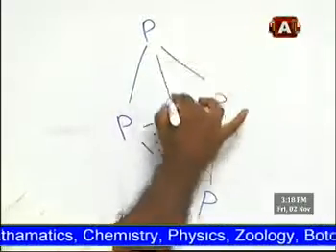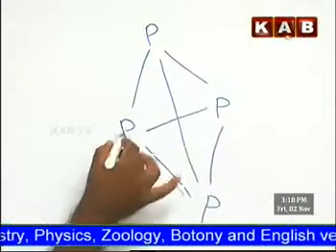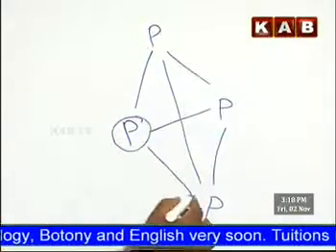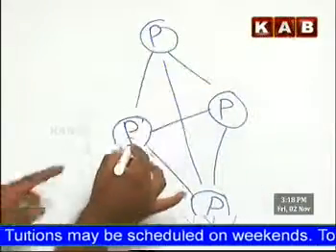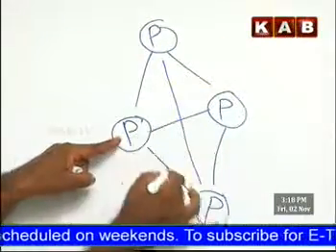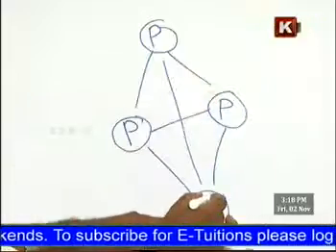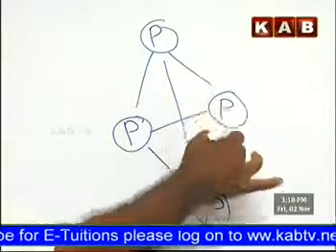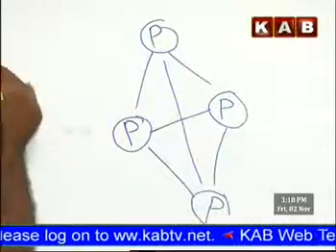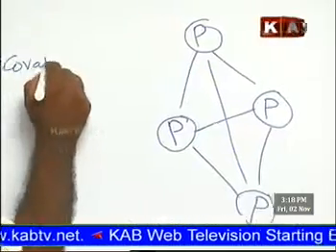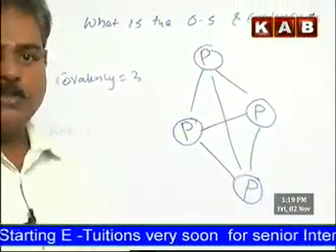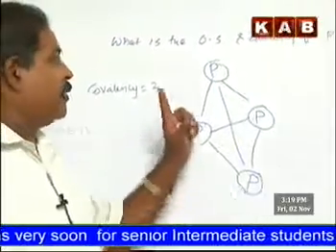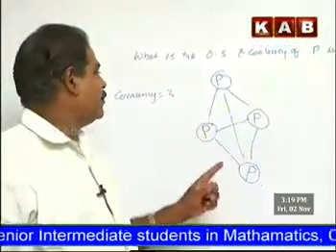And now, what is each phosphorus atom doing here? You can very clearly say each phosphorus is forming 3 bonds. 1, 2, 3. Look at this phosphorus. 1, 2, 3. 1, 2, 3 again. So covalency of each phosphorus is 3. Covalency means number of bonds formed by an atom in a molecule. Phosphorus is forming 3 bonds.